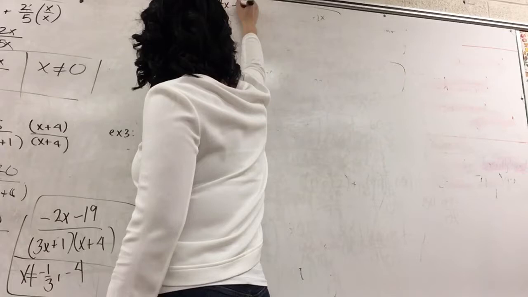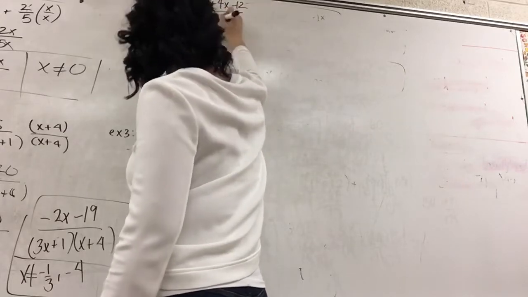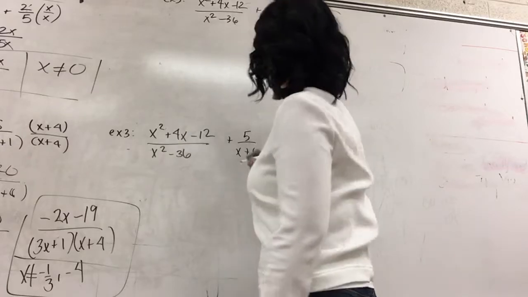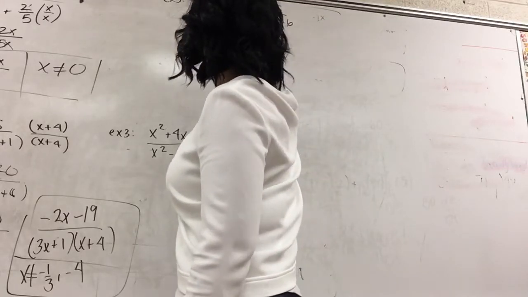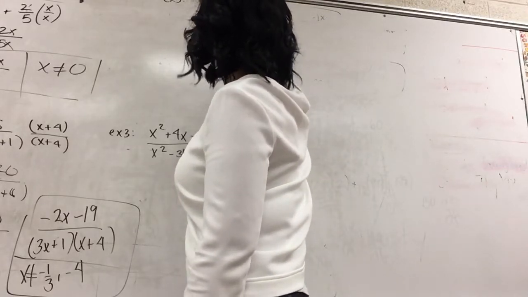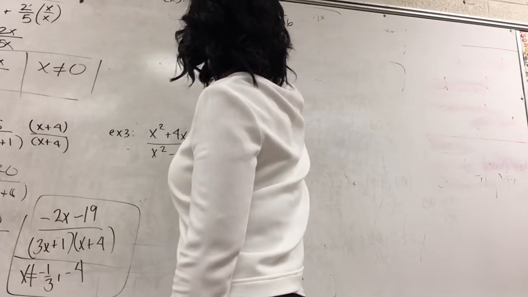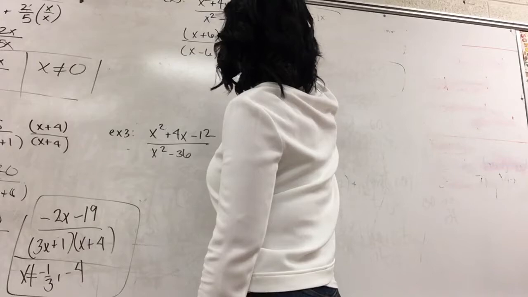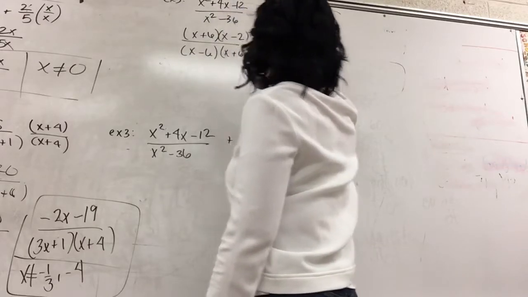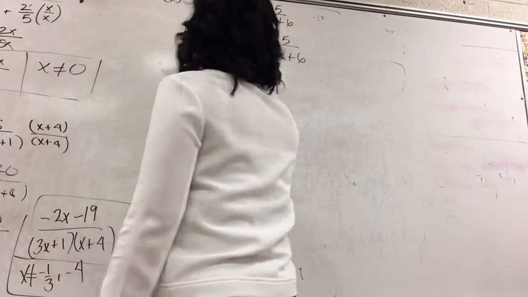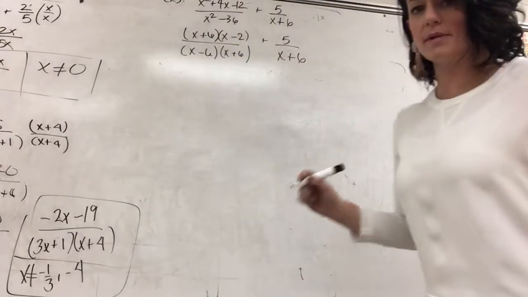Okay, so this guy needs factoring. So always start off by doing your factoring. So this guy factors to be x plus 6 times x minus 2. This factors to be x minus 6 times x plus 6 plus 5 over x plus 6. So my job when I'm adding rational functions is to get a common denominator.